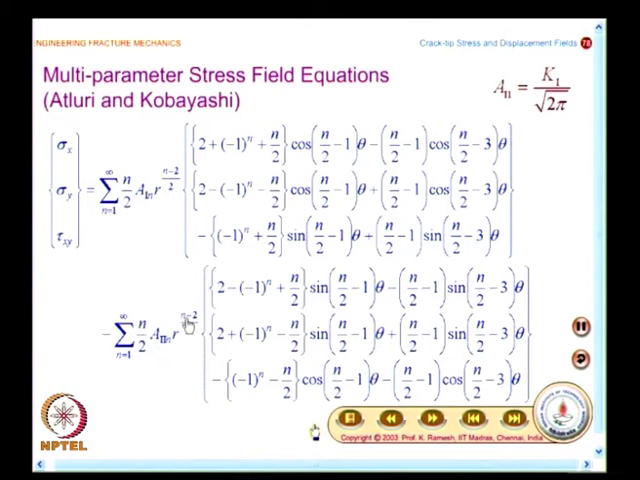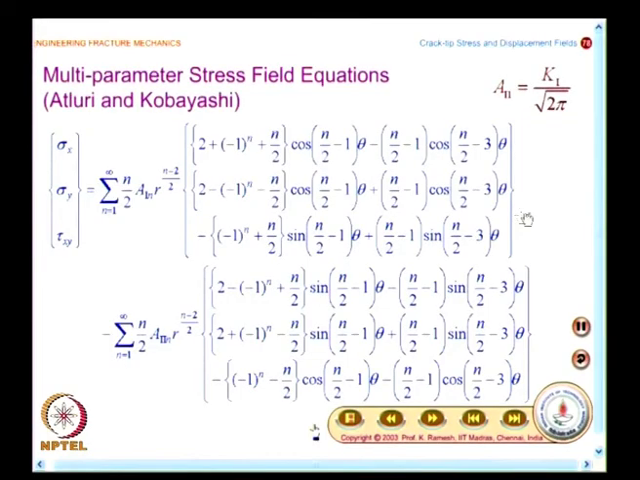For mode 2, this is minus the summation n equal to 1 to infinity of n/2 A2n r^((n-2)/2), and for sigma x it is {2 + (-1)^n + n/2} sin(n/2 - 1)θ - (n/2 - 1) sin(n/2 - 3)θ, and for sigma y it is {-(-1)^n - n/2} ... sin(n/2 - 1)θ + (n/2 - 1) sin(n/2 - 3)θ, minus (-1)^n - n/2 cos(n/2 - 1)θ - (n/2 - 1) cos(n/2 - 3)θ.